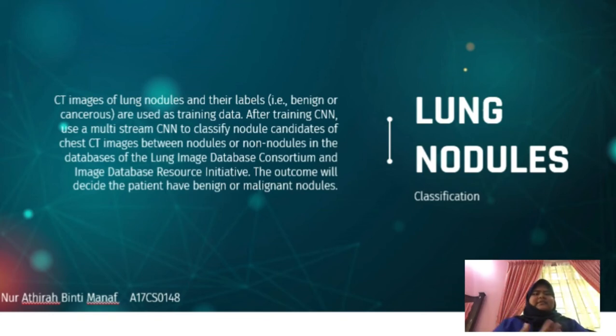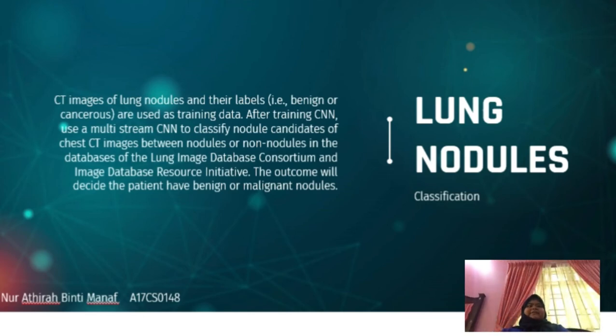Okay, the data set will classify it into these two categories, benign and cancerous, and it uses a training data set. It also uses a training data set to identify whether the lung nodule is a nodule or not. Okay, let's go.